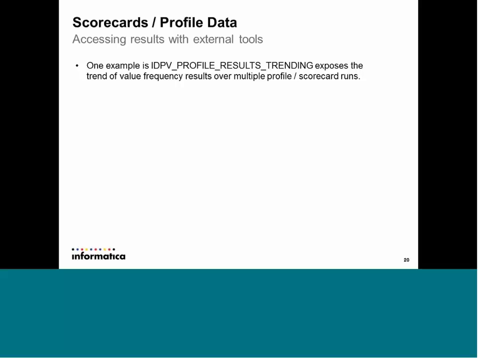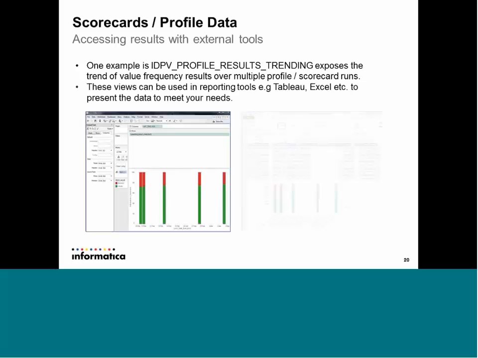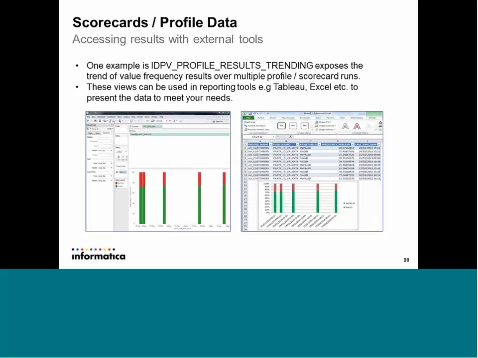Within that table, the scorecards and profiles all just get placed in there, so you can just do a select based on the actual name of the object. And these views can be used in reporting tools such as Tableau, Excel, etc. to present your data to meet your needs. As you can see with my quite rudimentary usage of both tools there, I was able to bring in the information from our scorecard and just present it there.